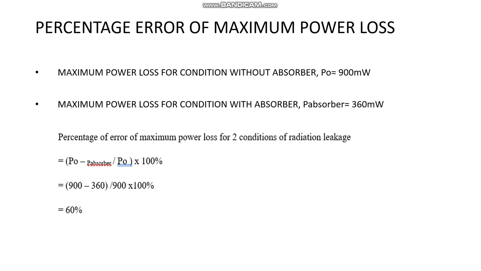After that, we will also discuss the percentage error of the maximum power loss. The maximum power loss for the condition without absorber, P0, is equal to 900 milliwatt. The power loss for the condition with absorber, P absorber, is equal to 360 milliwatt. From there we can calculate the percentage error of the power loss for the two conditions, and the answer is around 60%. This 60% indicates that the power loss of the initial condition has been decreased by 60% to the current power loss value.